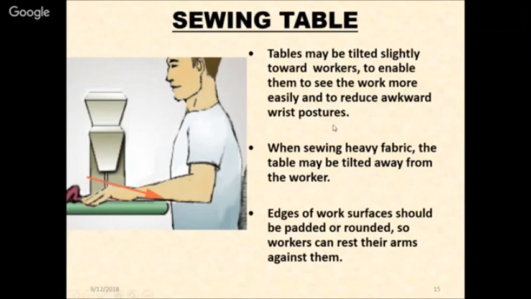Swing tables may be tilted slightly towards the worker. This tilt of the table should be slightly towards the worker to enable them to see the work more easily and to reduce awkward wrist positions. When swinging heavy fabric, the table may be tilted away from the workers. Edges of the work surface should be padded or rounded so workers can rest their arms against them.